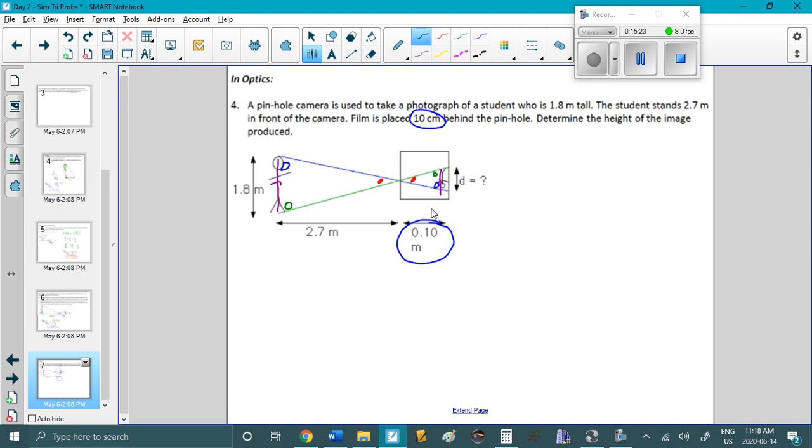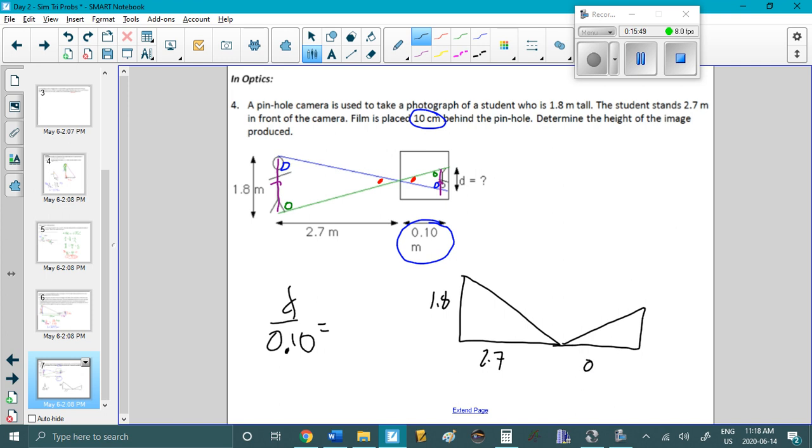So we're looking for D. So let's do D over 0.10 equals. I took the two values from this little triangle, and I have to make sure I set them up in the same way as this triangle here. This should be pretty straightforward. So 1.8, 2.7, 0.10, and D. And so you can see the way this goes, right? The D goes with the 1.8. You can imagine flipping this triangle over, and the 0.10 goes with the 2.7.